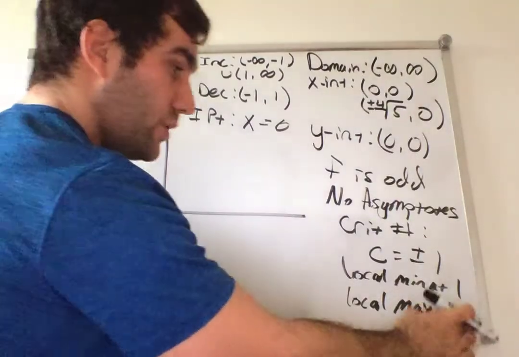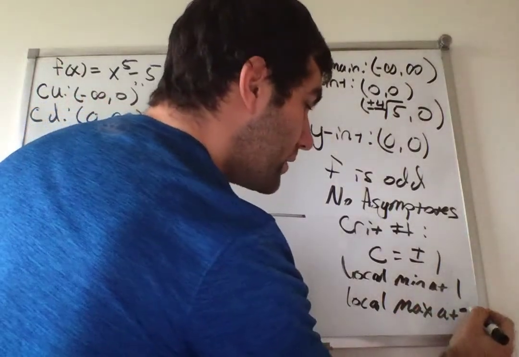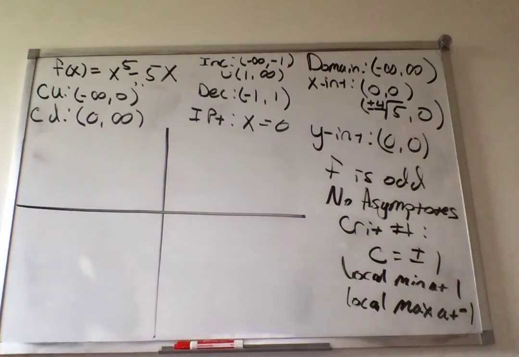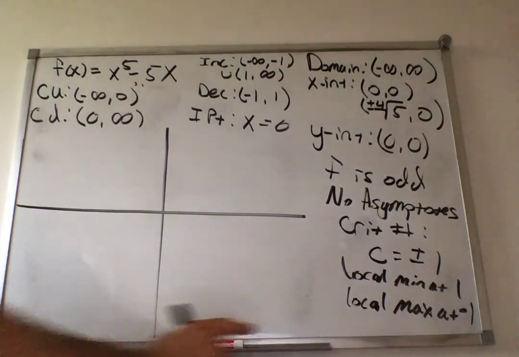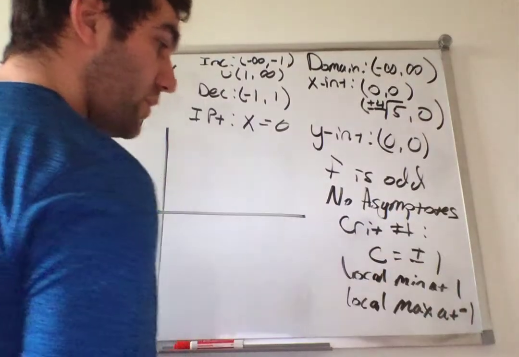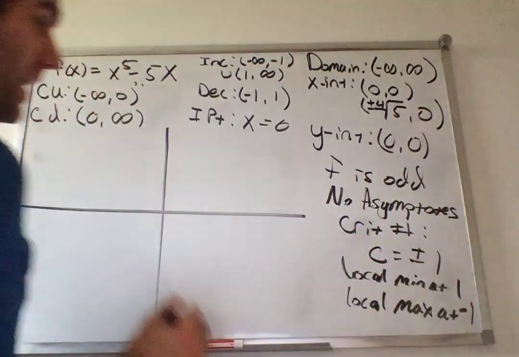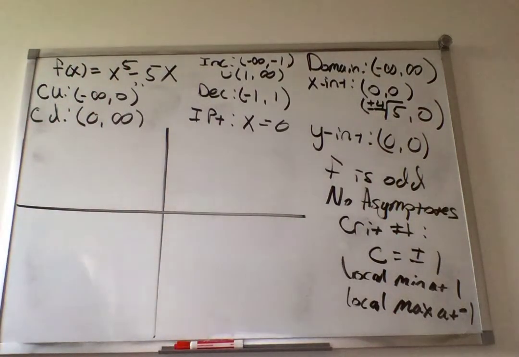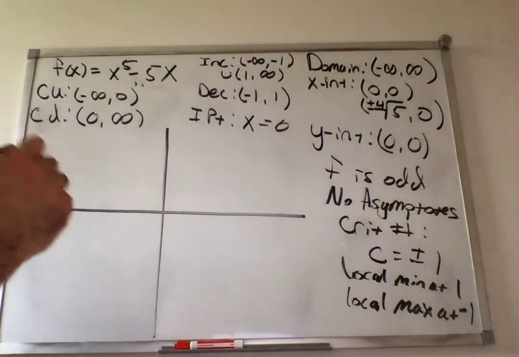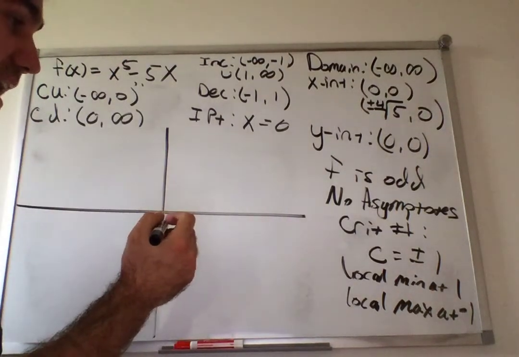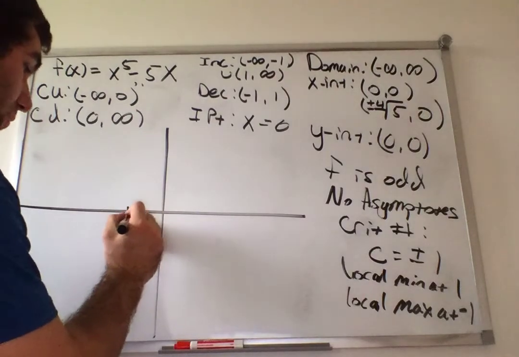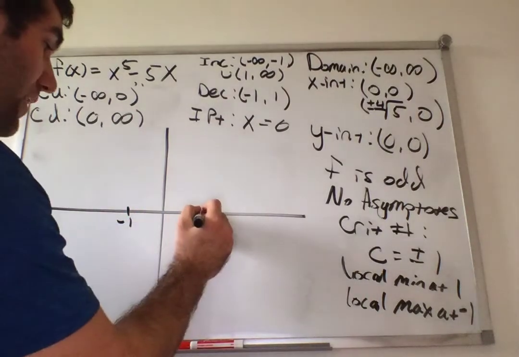Local max at 2? I don't think so. Local max at -1. I don't know why I put a 2 there. It should have been -1. It's one of the critical numbers. We determined that was a min at 1, max at -1. So that's what I'm going to put on here. I'm going to put all my x values that I need on here. So over here is at -1, and then over here is at +1.